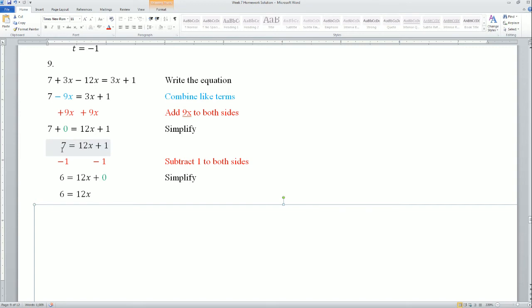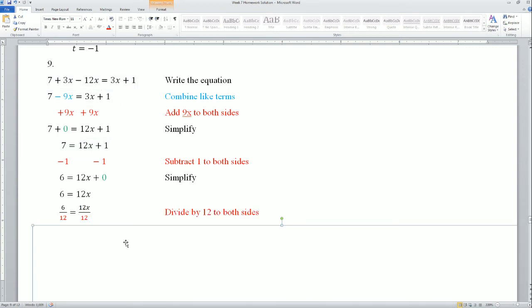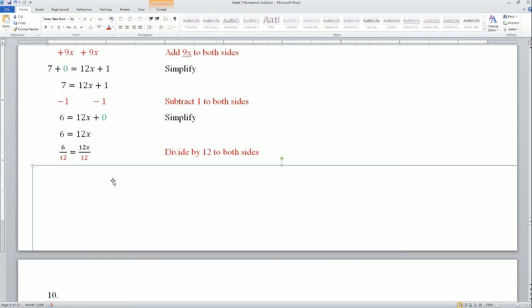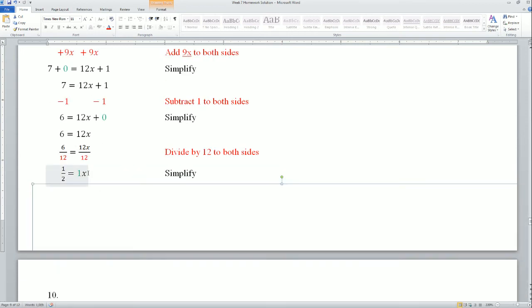Notice I keep everything on the left hand side. I keep everything on the right hand side. Now I divide 12 to both sides because 12 is what is attached to x. Then I divide by 12 to both sides. 6 over 12 is 1/2 equals to x.